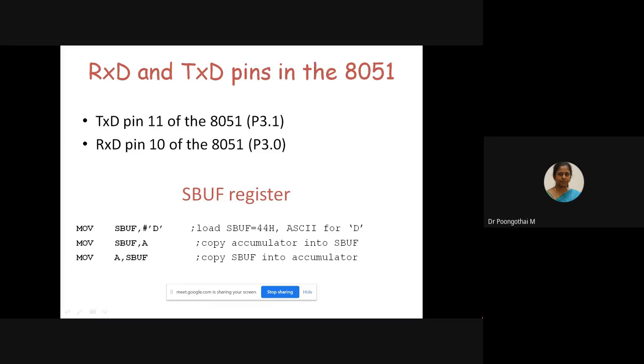We have two pins for transmitting and receiving data, that is TXD and RXD. TXD is your P3.1. This will perform data transmission. And P3.0 is RXD. This will perform reception. Your data transmitted out of the 8051 is through P3.1 via TXD. Similarly, data is received from external devices to the microcontroller via RXD.